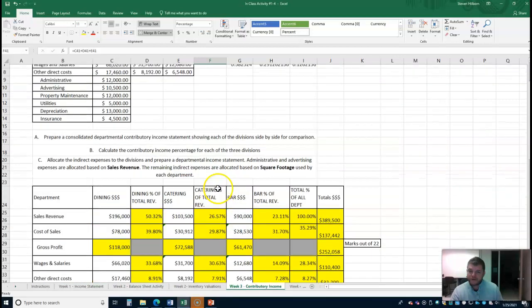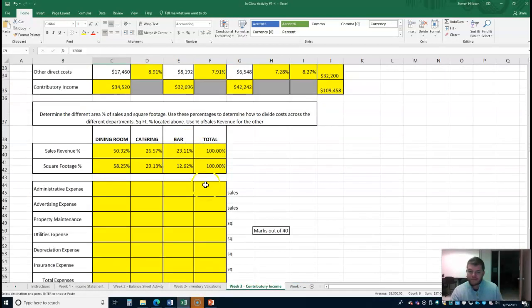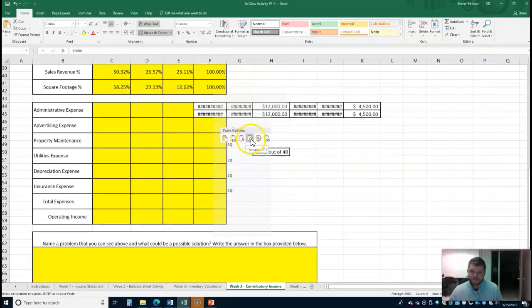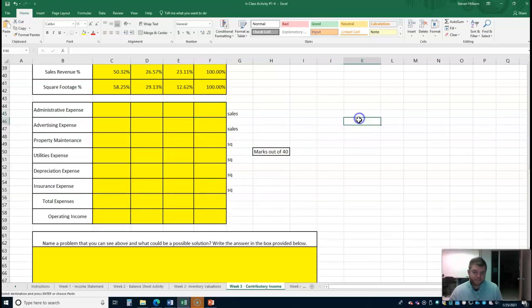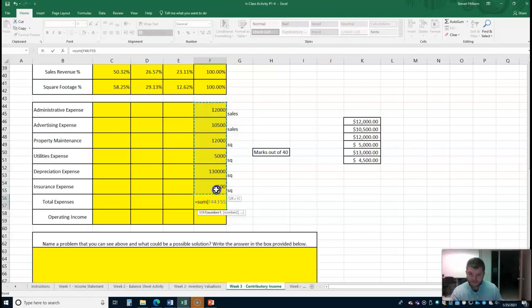Now the total costs are up here. So administrative, what I can probably do as an easier option is just copy and paste all these, bring them down. Let's see if it'll paste. No, it doesn't. But we know this is $12,000, $10,500, $12,000, $5,000, $13,000. All right. And the total, which is the sum of all of these.